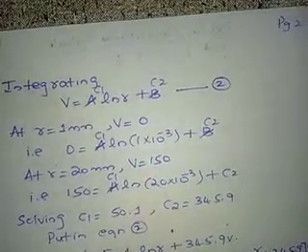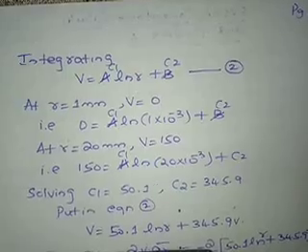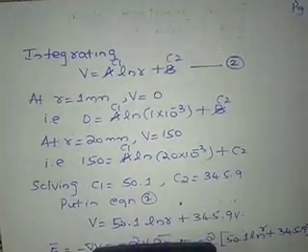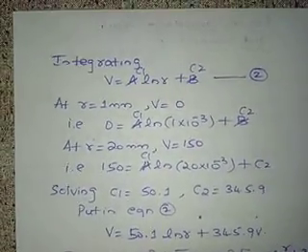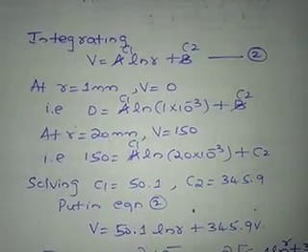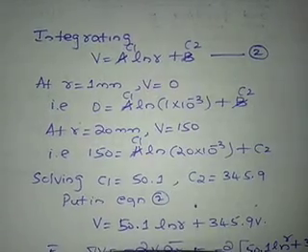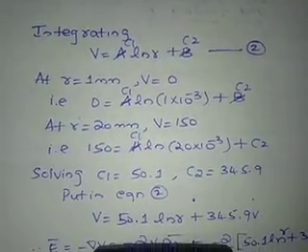So what is our first equation we have? The first equation is at R is equal to 1 mm, V is 0. So 0 is equal to C1 ln 1 into 10 raised to minus 3 plus C2. Okay, then that is our first equation. 150 is equal to C1 ln 20 into 10 raised to minus 3 plus C2. That is our second equation.